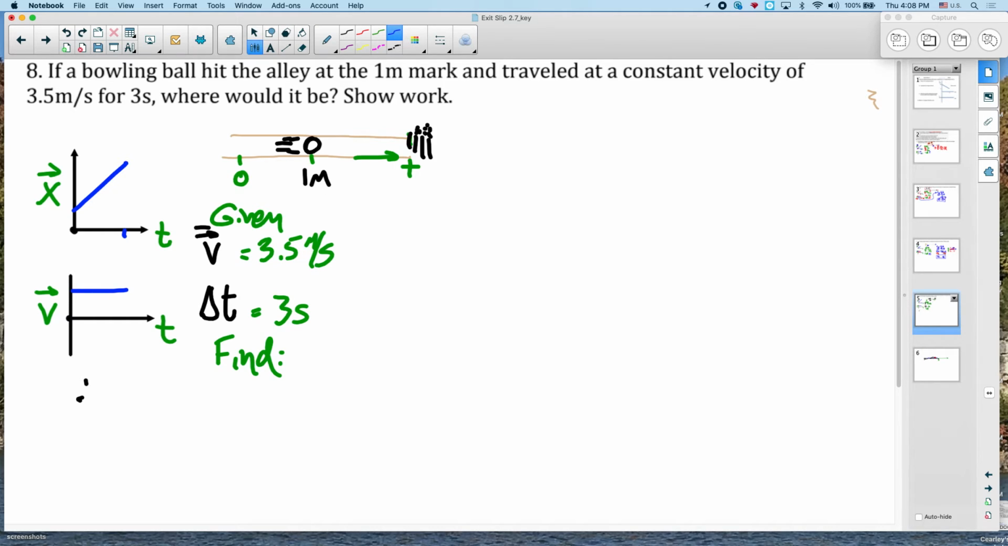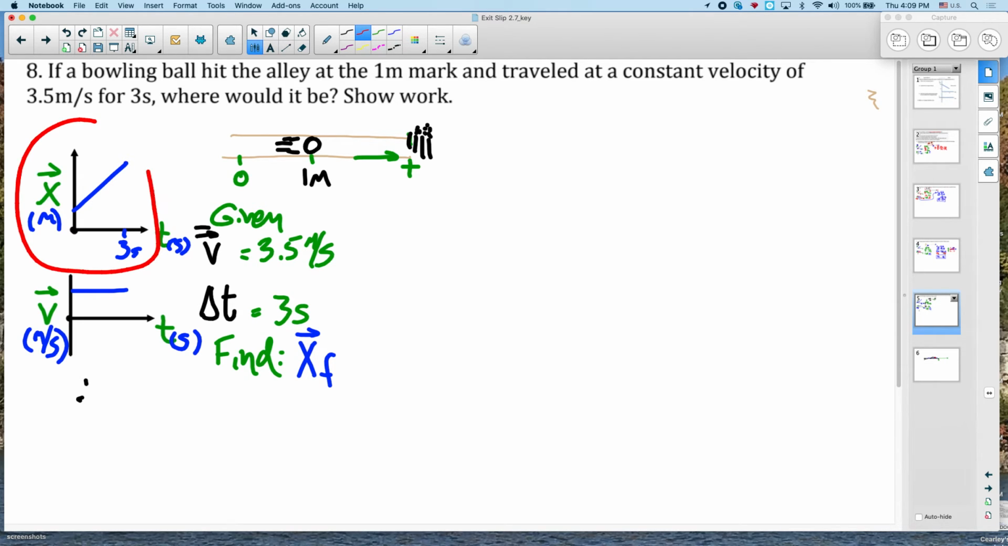So our change in time is 3 seconds. Our velocity is in meters per second. I have in seconds. And they asked us to find where it would be. Find the final position. Well, to do this, we're probably going to want to consider our position versus time graph. And we knew that the starting position of the y-intercept was 1 meter. So I like starting off with y equals mx plus b.